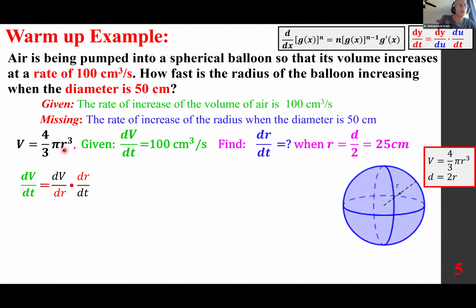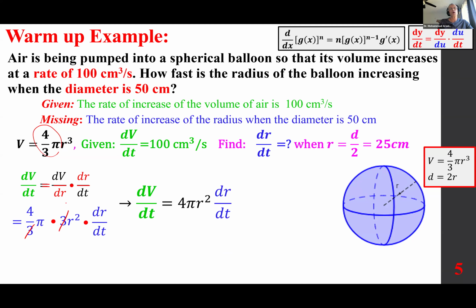Now, to find dV/dt, please understand that 4/3 pi is just a multiplier, a number. So dV/dt is 4/3 pi, and now you're going to work on r cubed, which is 3r squared dr/dt. And dV/dt becomes 4 pi r squared dr/dt.